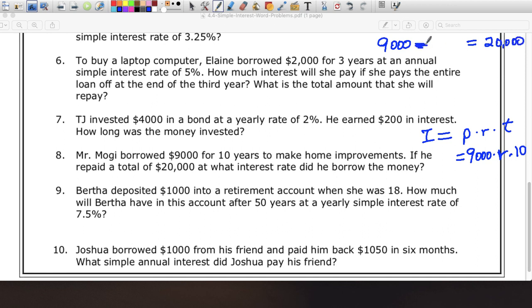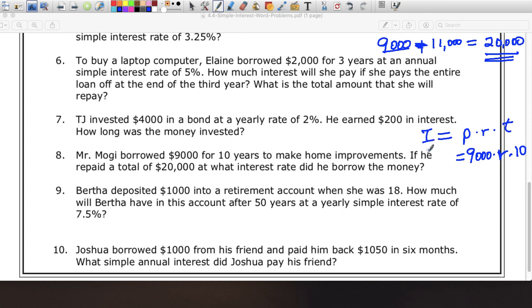So the difference here: Mr. Mogi took $9,000, and how much did the bank make, right? Because the bank gave him $9,000, and if Mr. Mogi pays the bank $9,000, the bank makes no money. But when he paid the bank back, he paid them $20,000. So Mr. Mogi had to pay a little extra, and how much extra? He paid the bank an extra $11,000. That's a lot.